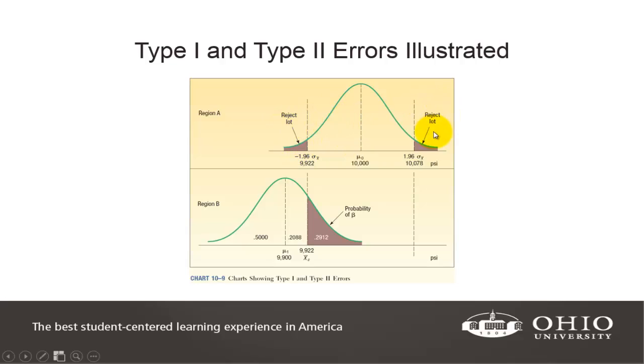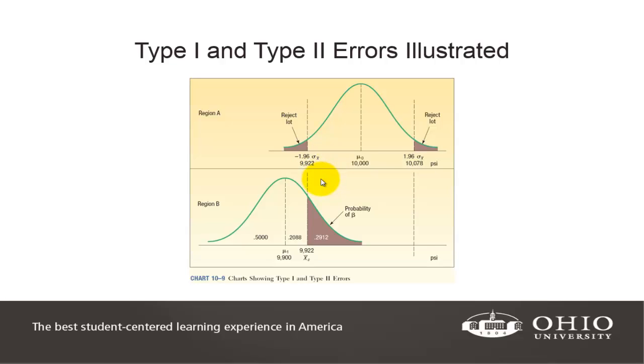So there'd be a 2.5% chance that we would pick a sample whose tensile strength is too high, and a 2.5% chance that we'd pick a sample whose tensile strength was too small, if the mean was 10,000. So there's basically a 5% chance that we would go into that population and pick a sample that would tell us to reject the lot when in fact we should have accepted the lot. And that would be a type 1 error. And again, these values, 1.96 and minus 1.96, are determined by the level of significance that we selected.